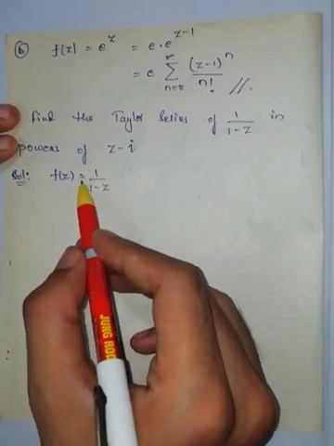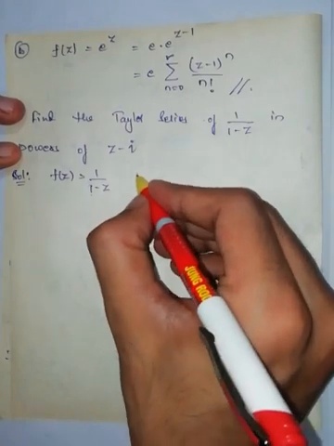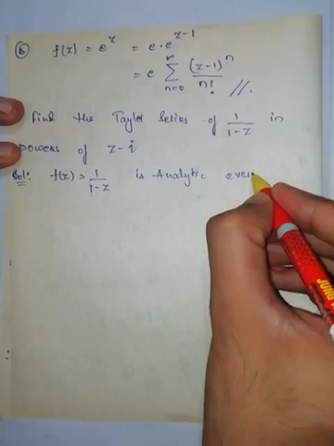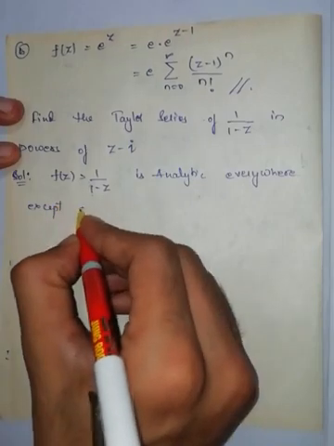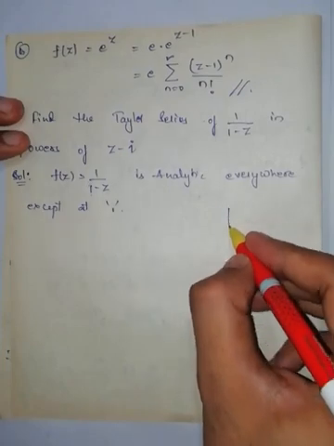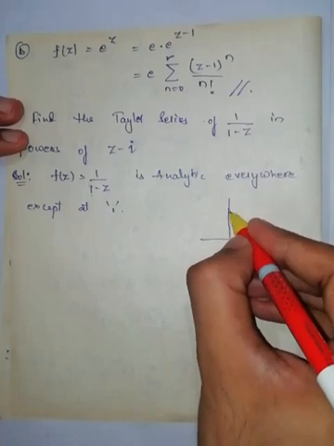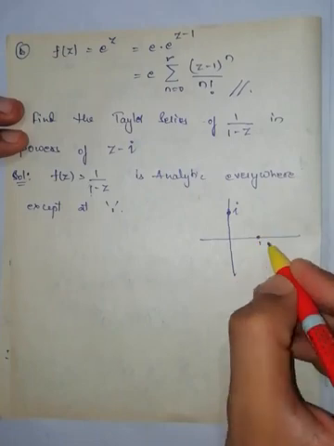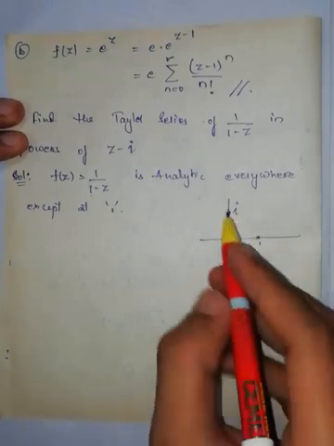What is the singularity of f of z? It is 1. Therefore f of z is analytic everywhere except at 1. But we have to find the Taylor series at iota. Singularity is 1. So we have to take a circle such that this one should not be on the circle, not inside, not on the circle.